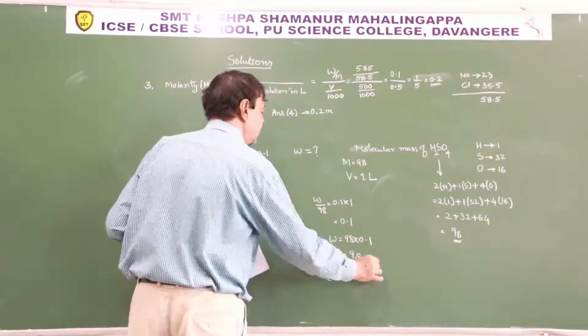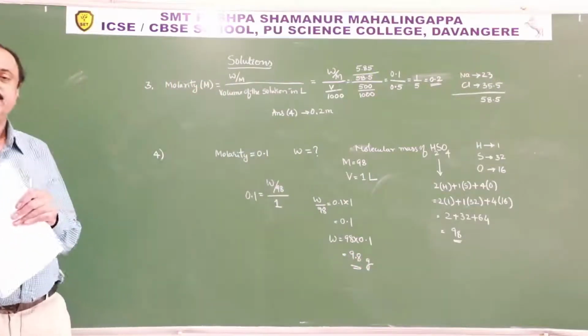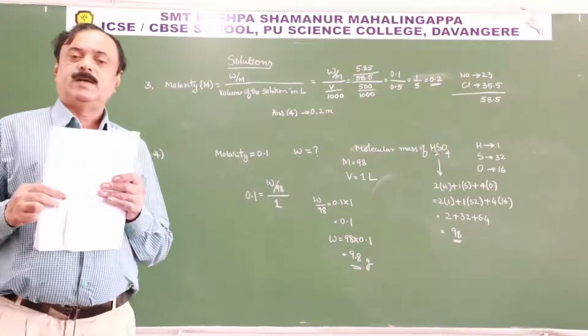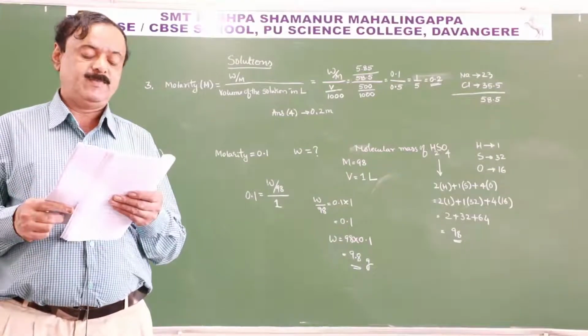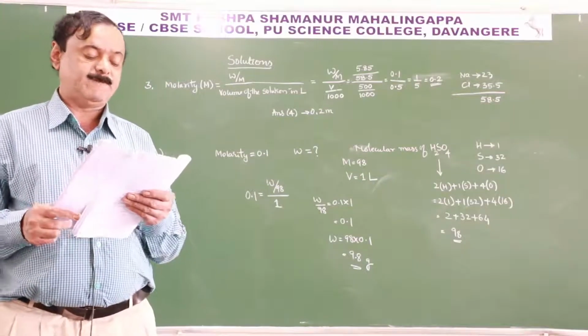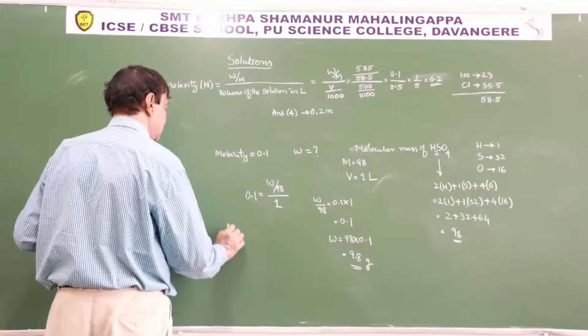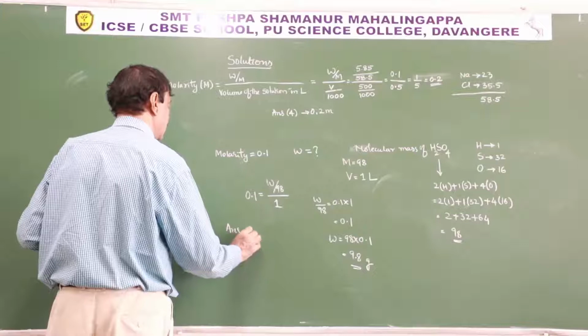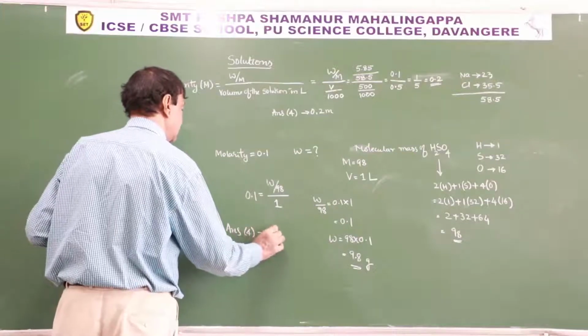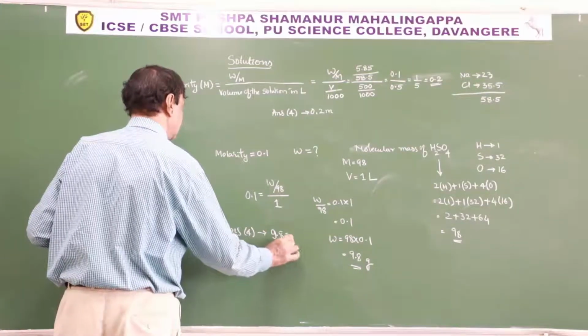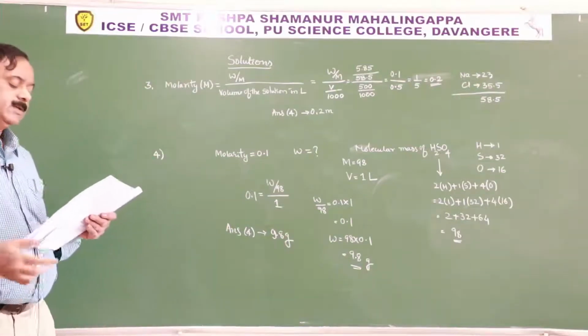Therefore, the quantity of the sulfuric acid that is required to prepare 0.1 molar solution is 9.8 gram. Therefore, the answer is the fourth answer, answer 4, that is 9.8 gram.